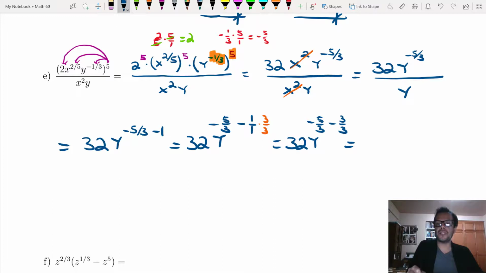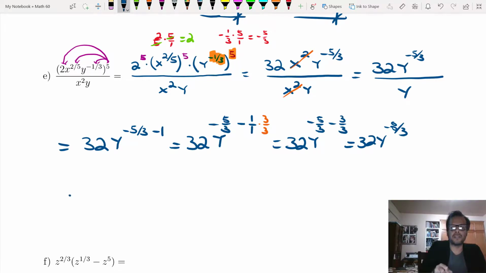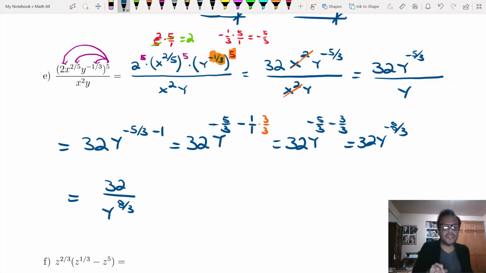Okay, so this will be 32 y to negative 5/3 minus 3/3. That's going to give us negative 8/3, right? However, we need to write this using positive exponents. So that negative exponent, it's not okay there, right? Let me write this nicely. Okay. So this will be 32 divided by y to the 8/3, all right? And this is the final answer using rational exponents.